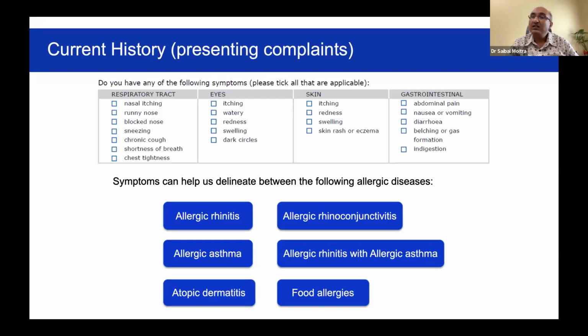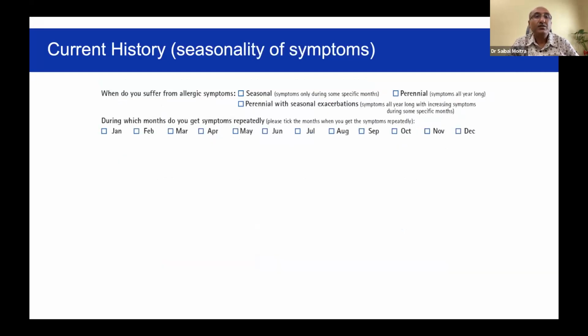Obviously, if it is a nasopharyngeal allergy, we would focus on the aeroallergens. If it is some sort of food allergy, we think obviously of food allergens, and likewise we go accordingly. Then very important to understand is the seasonality of the symptoms. Every patient should be asked: when do you suffer from the allergic symptoms? Do they occur only in particular specific months, or does the patient get symptoms all year long, and maybe all year long with certain seasonal exacerbations?